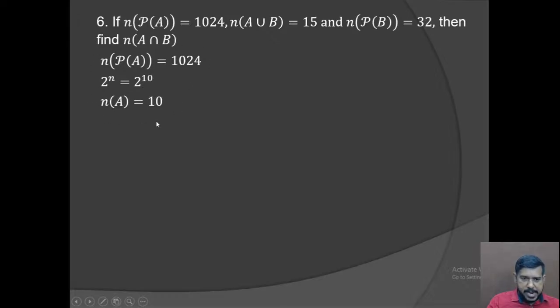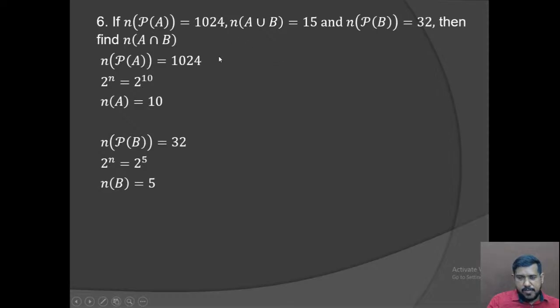In the same pattern you have to find the value of n of P of B, which is equal to 32. So here also it is 2 to the power n, which is equal to what? 2 to the power 5, which is 32. So n is equal to 5. What is n? n of B. So n of B is equal to 5. So n of A and n of B we have found.